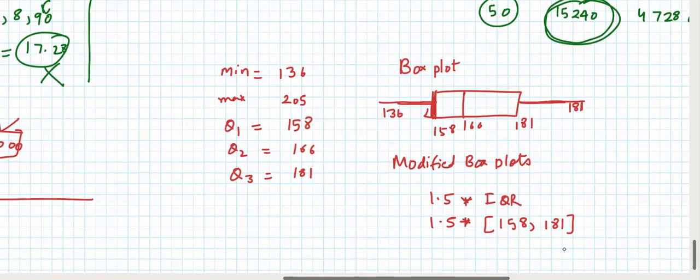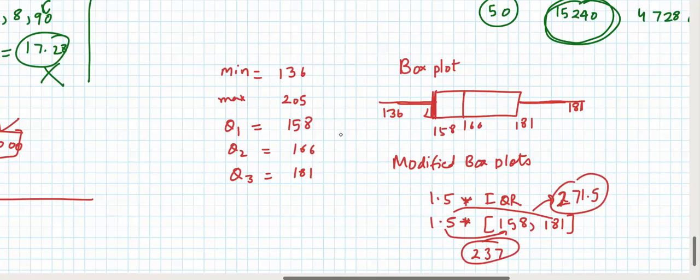So for example, 1.5 times, here the interquartile range is 158 to 181. Can you see what will be 158 into 1.5? How much is that? 237. Okay, so here it is 237, and how much is 181 into 1.5? 271.5, right? So we will be making the whiskers 237 and 271.5.